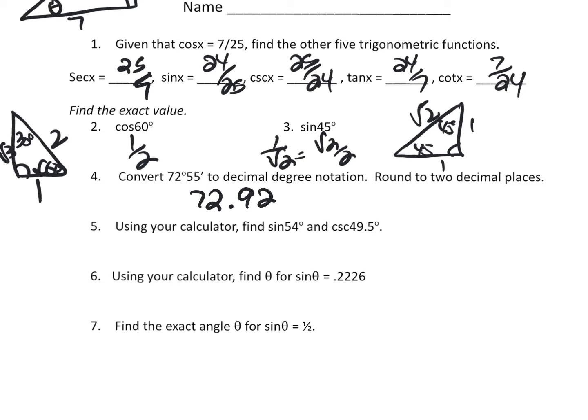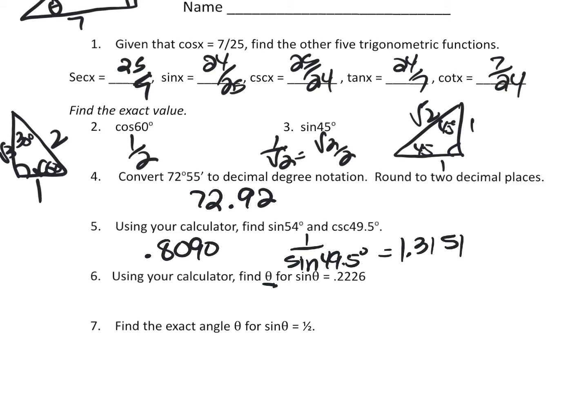Number 5 says sine 54. Make sure you're in degree mode. Just type in sine 54. You should get 0.8090. Then it says cosecant 49.5. Calculator doesn't have a cosecant button, so we're going to do 1 over the reciprocal, which is sine. 1 over sine 49.5. Punching that in right now. I'm getting 1.3151.